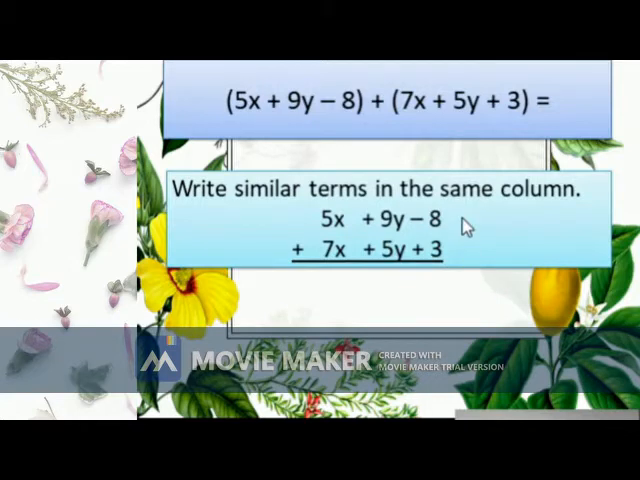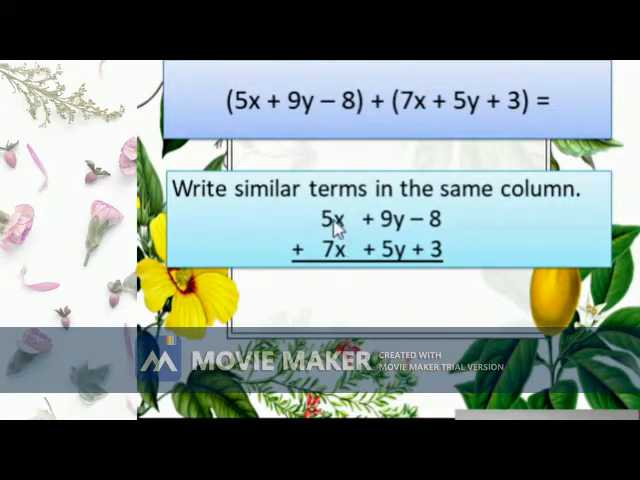Okay, so we will proceed now. Negative 8 plus 3. You can do it this way or this way, doesn't matter. Negative 8 plus 3 is negative 5. 9y plus 5y. So again, as step 3 says, add the numerical coefficient, then copy. So we just copy the y. So 9 plus 5 is 14. Copy the y. Later I will show you the whole answer.